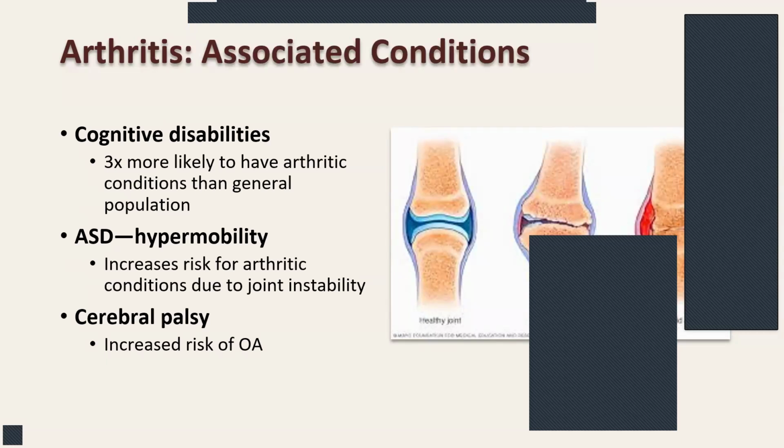As with the other conditions, individuals with cognitive disabilities are 3 times more likely to have arthritis compared to the general population. Our individuals on the autism spectrum have that increased risk of hypermobility, which of course increases the risk for arthritic conditions due to that joint instability. And our individuals with cerebral palsy, due to that loss of muscle tone, movement, and coordination, it can lead to extra stress on the joints, resulting in the development of osteoarthritis over time.